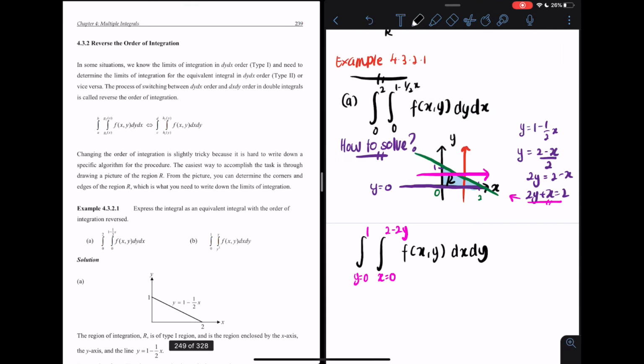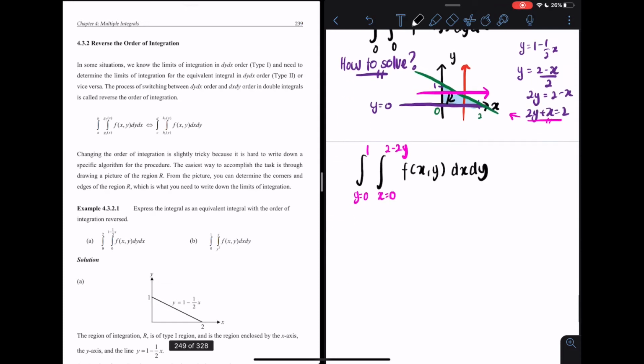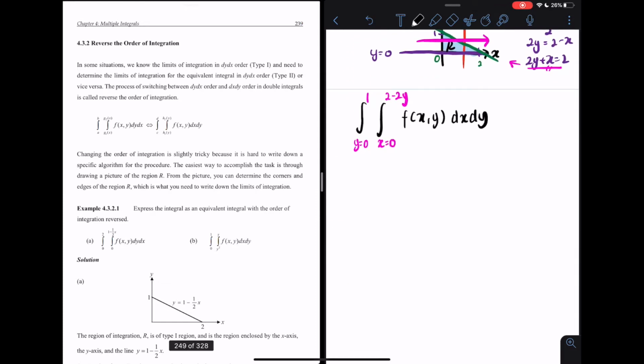So I hope maybe you can pause somewhere so that you get an idea on how to solve this problem. If you watch the previous videos, I have mentioned how to solve the same problem by using two methods, either type 1 or type 2. As long as you get the idea there, there shouldn't be any problems when you go through this lesson about reversing the order of integration. So let's take a look at example B.